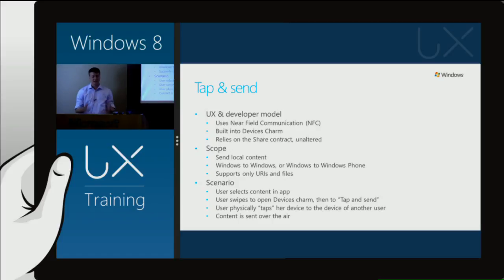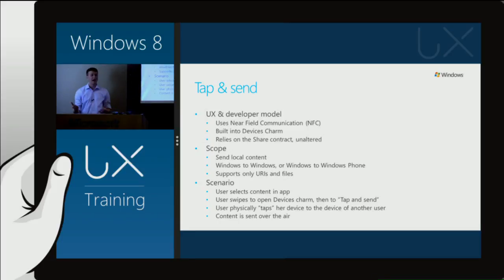Basically what tap and send does is it enables devices with NFC to communicate with each other to pass content from one device to another device. And this is built into the devices charm. So again, if you were to swipe out the charms and you see the devices charm, if you click that on, you'll get an option for this tap and send functionality. The absolutely amazing thing about tap and send is if you're a share source and you support URIs or files, you will automatically work for tap and send. There is nothing else you need to do.